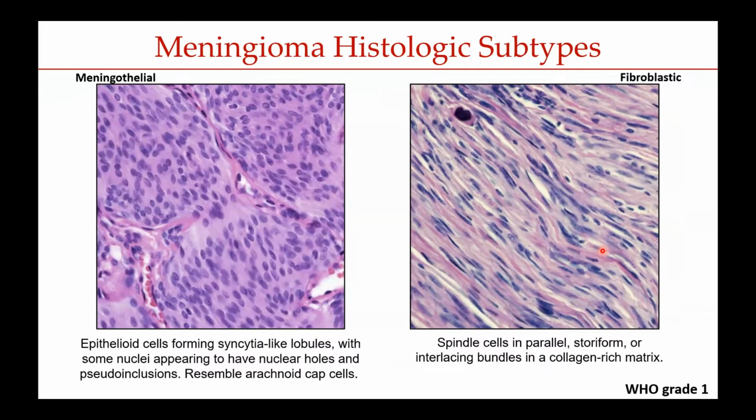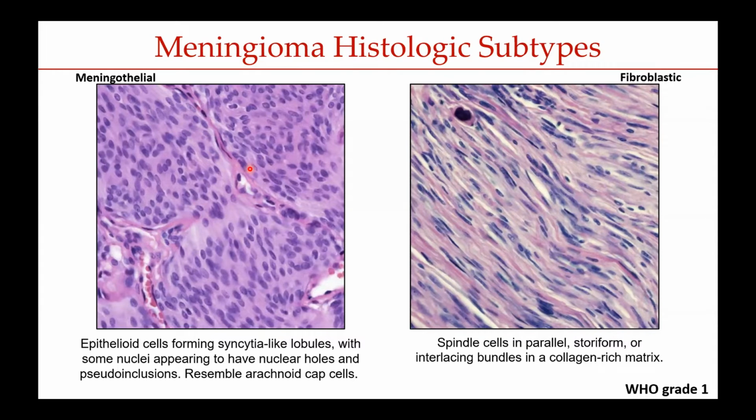The most basic types are in the next few slides, which are meningothelial. This is shown here. We have these epithelioid cells. They have a syncytial-like appearance. They do have cell boundaries, but they don't look to have those on H&E. And these are the ones that most closely resemble the arachnoid cap cells, and there are these thin fibrovascular septa that are present.